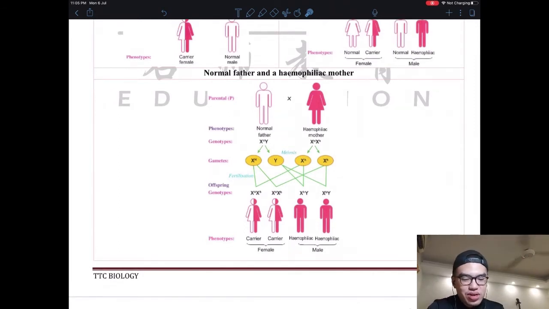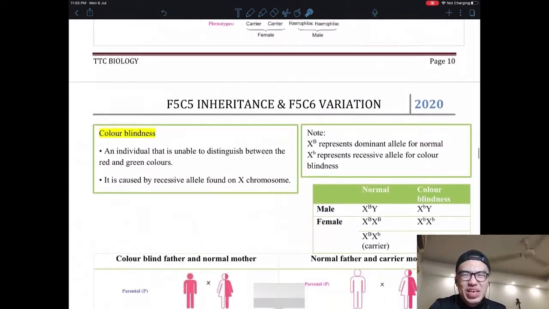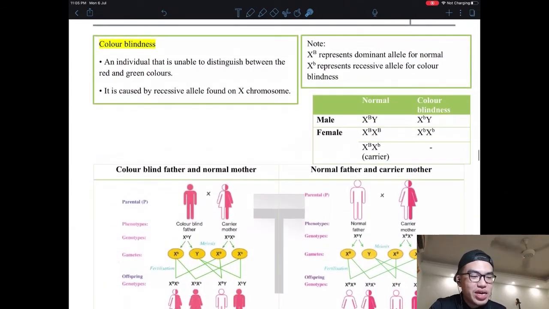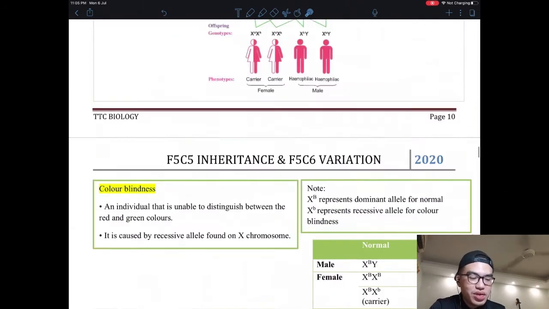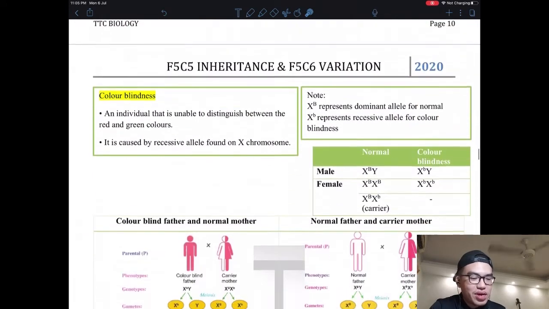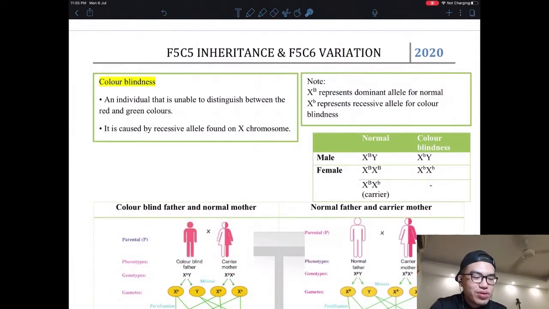Okay, so for color blindness, same thing. Okay, so we use B here instead of H. The concept is the same. Okay, so for male, big B is normal male, small b is color blindness, and then female, same thing, big B is normal, small b is color blindness, big B, small b, you are a carrier.